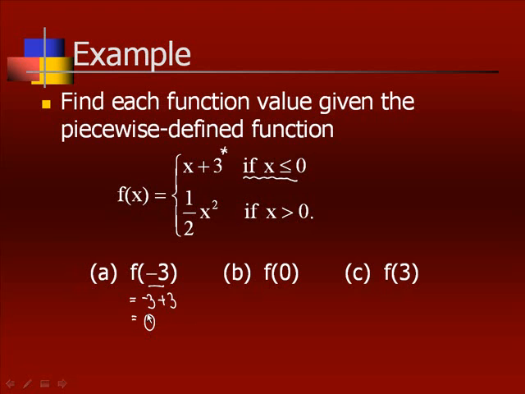Now for the second one, we're trying to find f of 0. So the first thing we have to decide is, is 0 less than or equal to 0, or is it greater than 0? Well, it's also less than or equal to 0, so we're also going to use the function x plus 3. So we get 0 plus 3, which is 3. For the C part, f of 3, we have to decide which formula to use. 3 is not less than or equal to 0. 3 is greater than 0, so this time we're going to use the second formula. So we would get 1/2 times 3 squared, which is 1/2 times 9, which is 9 over 2.